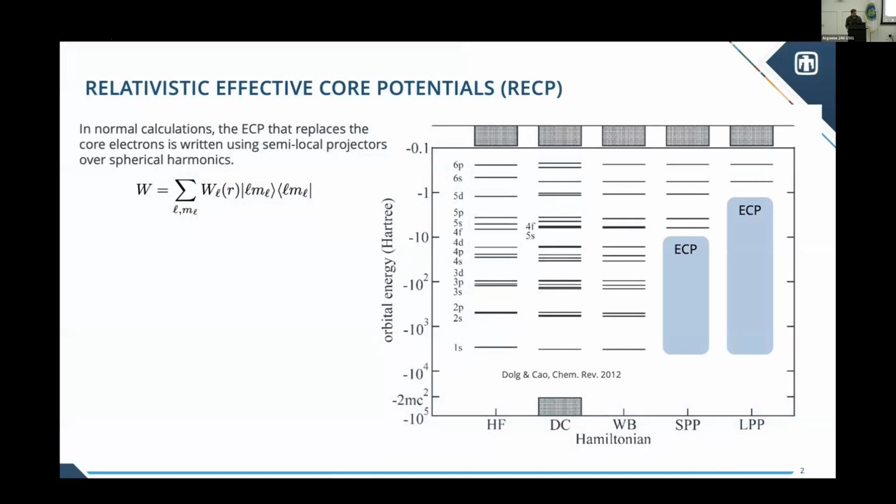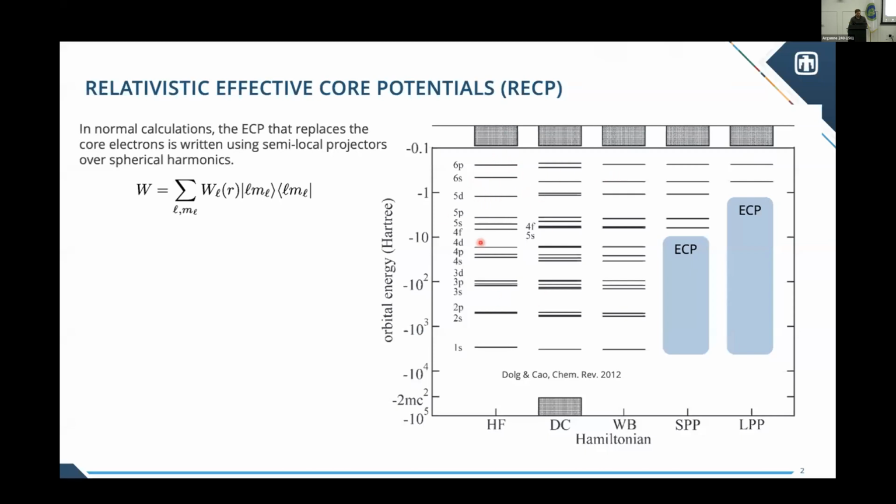So the most important part of doing spin orbit in quantum Monte Carlo is actually using a relativistic effective core potential, a relativistic pseudopotential. As we all know, in a normal calculation, the effective core potential removes the core electrons. And the way that it's written is a projector over spherical harmonics. So the projector is written with angular momentum indexed by L. And the way that these are actually designed is kind of demonstrated here.